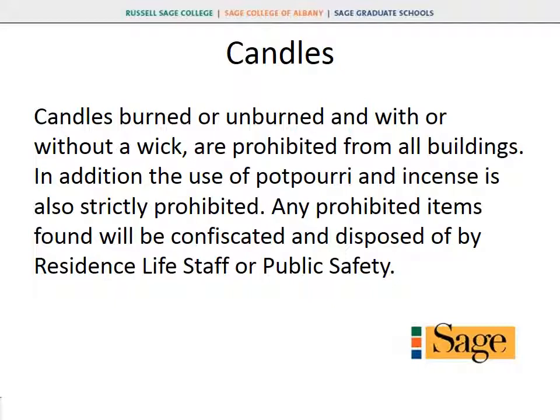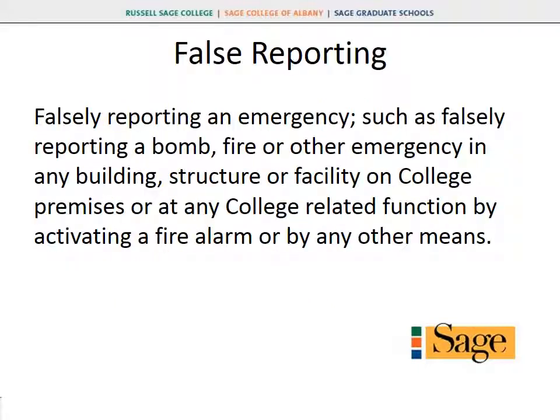Candles. Candles burned or unburned and with or without a wick are prohibited from all buildings. In addition, the use of potpourri and incense is also strictly prohibited. Any prohibited items found in residence hall rooms or other areas of campus will be confiscated and disposed of by the Office of Residence Life or the Office of Public Safety.